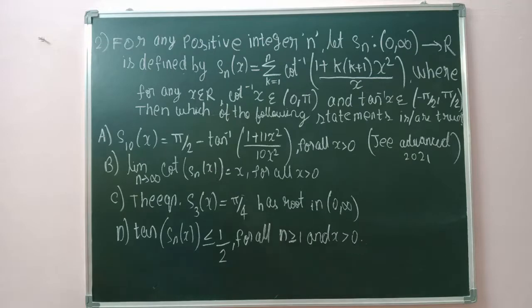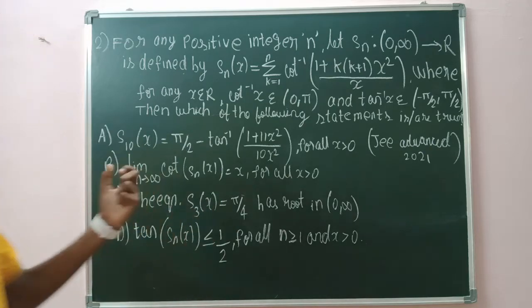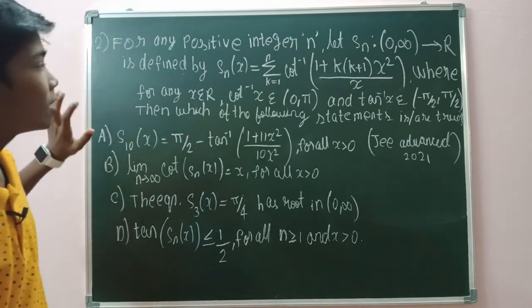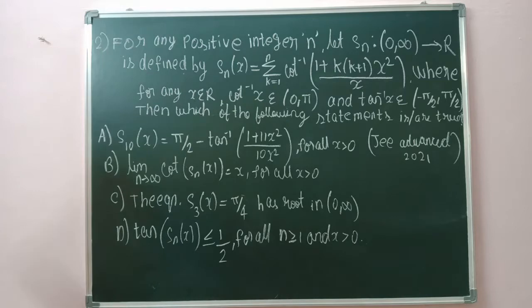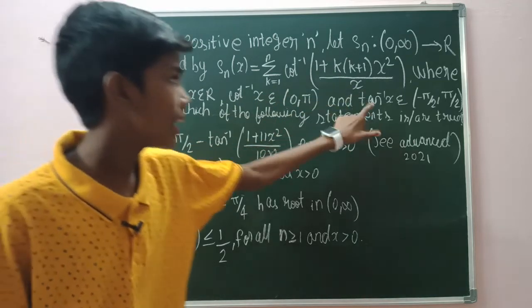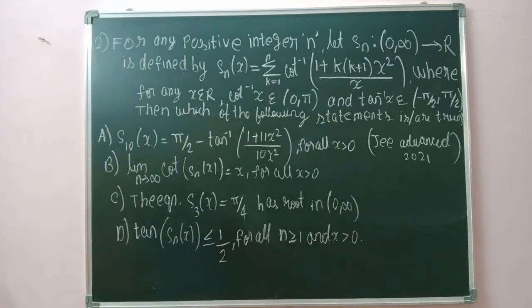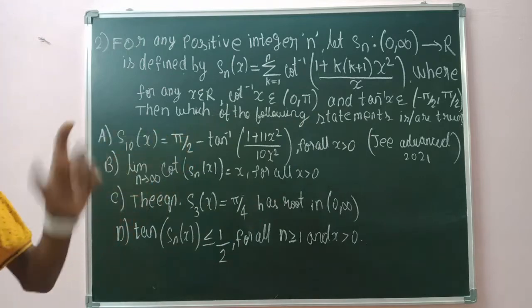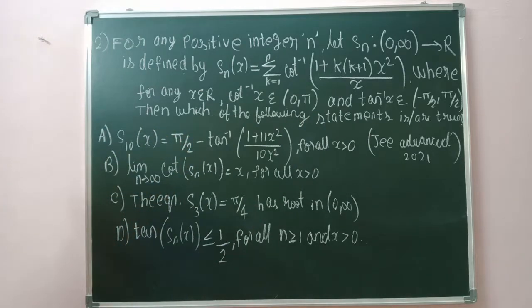Next question is: for any positive integer n, let Sn be defined by Sn of x equal to the summation of cot inverse of (1 plus k into (k plus 1) x square) by x, from k equal to 1 to n, where for any x belonging to real numbers, cot inverse of x belongs to (0, pi) and tan inverse of x belongs to (minus pi by 2, pi by 2). Then which of the following statements is or are true? More than one can be correct for this particular question.